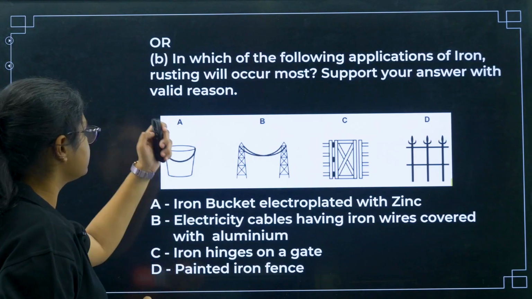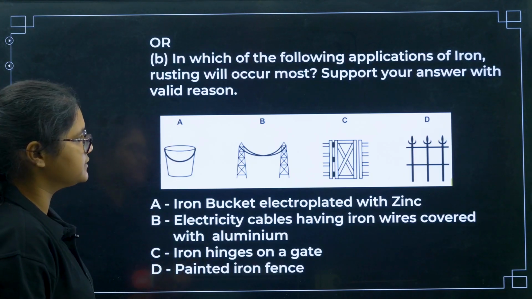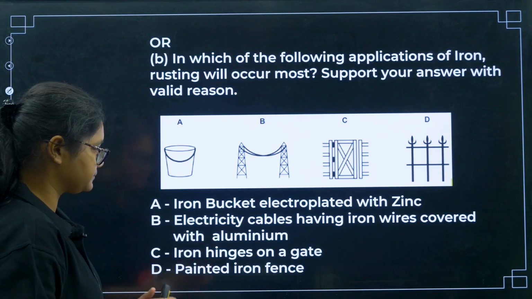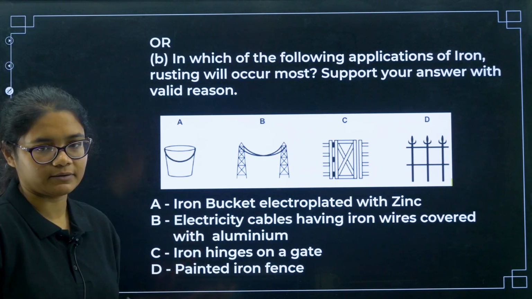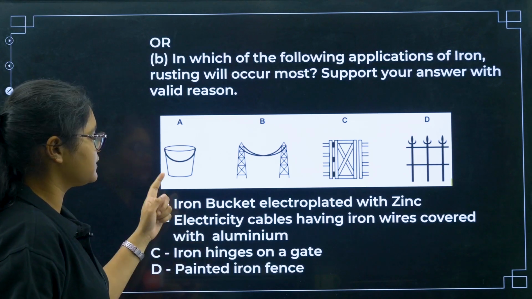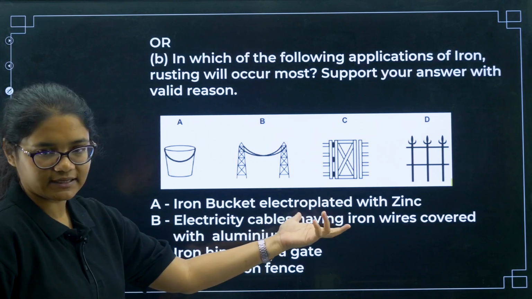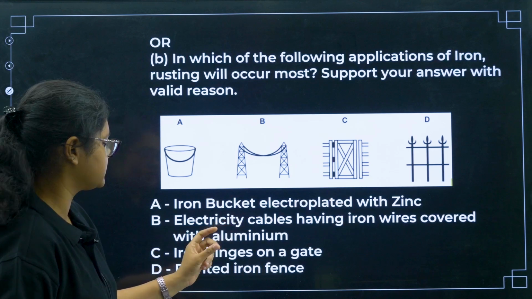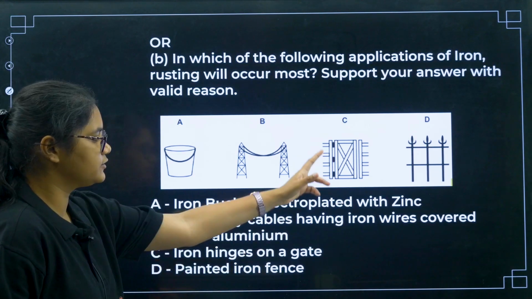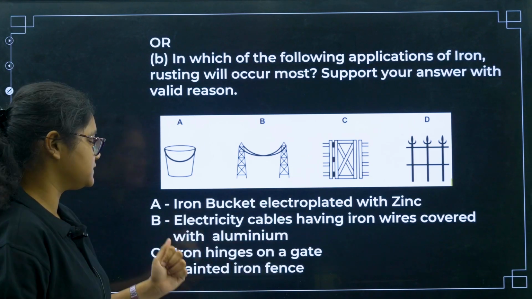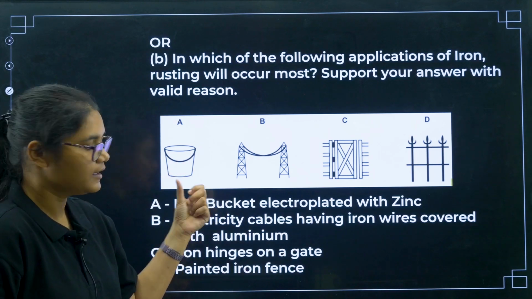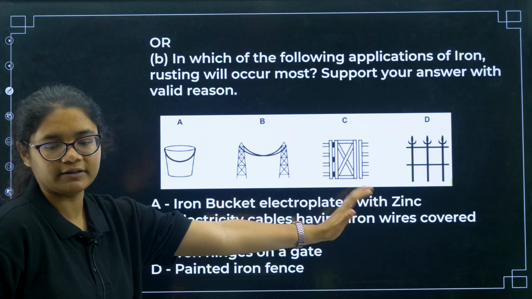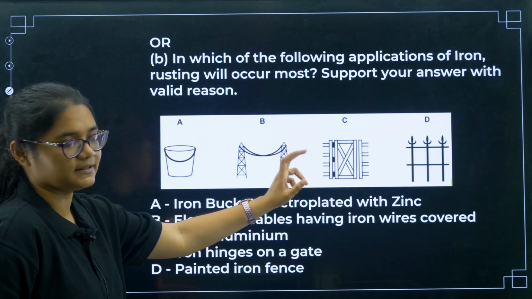Okay. Now coming to this OR question, in which of the following applications of iron will rusting occur most? Support your answer with reason. Okay, so where the rusting will happen most, and you have to write a reason for that. The first one is an iron bucket electroplated with zinc, or electricity cables having iron wires covered with aluminium, iron hinges on the gate, and a painted iron fence. So you have seen here we have already protected it with zinc. Here also we have protected with aluminium. Here there is no protection, and there also we have protected with paint. So where will the rusting be highest? In case of C. Okay.